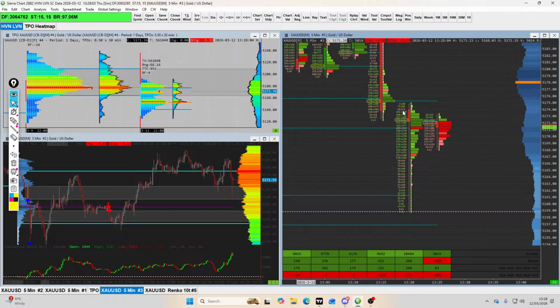If this was a bullish candle, okay, if we're able to close above all these buyers, then definitely I would have gone in and bought it.